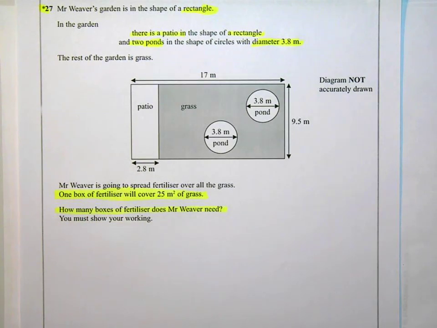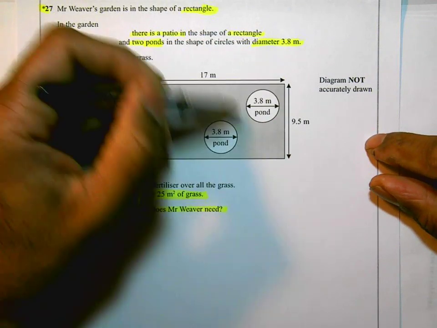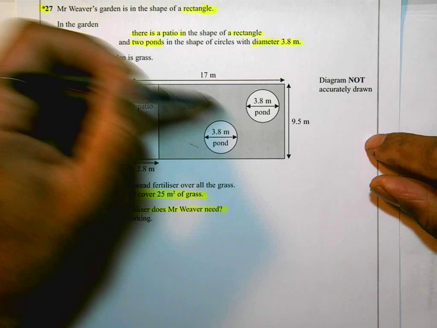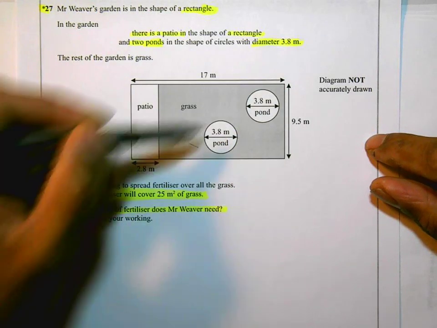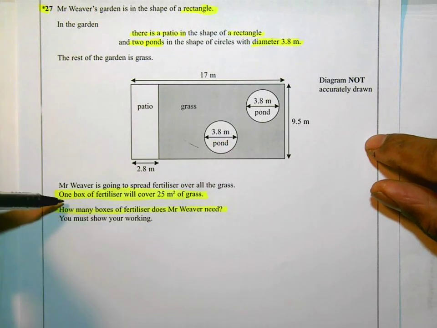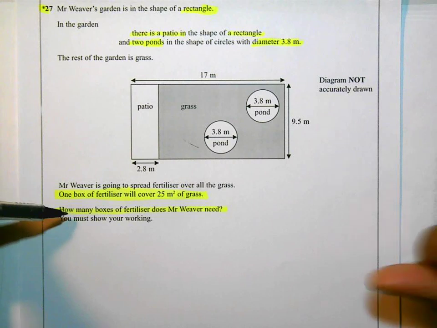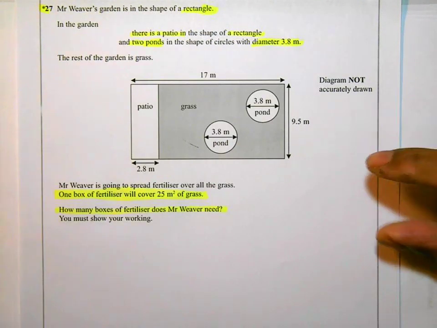So what I need to do is work out the area of grass in the garden. The area of grass is all of this grey stuff here. Once I work that out, if I divide it by 25, I can work out how many boxes of fertilizer he needs. So work out the area of the grey bit and then divide that by 25.